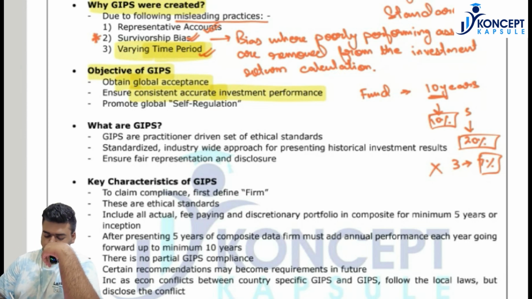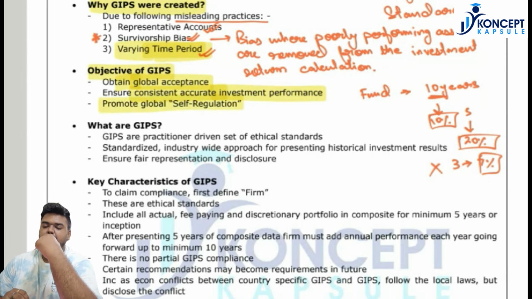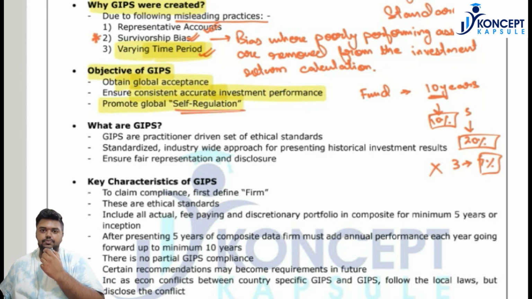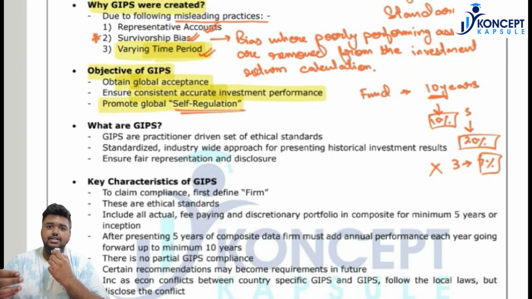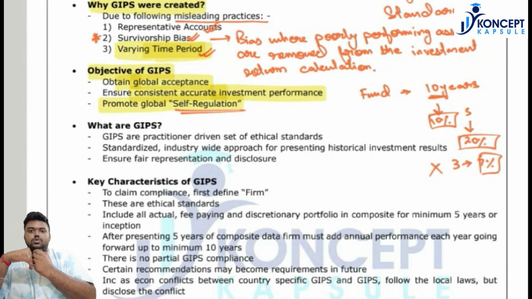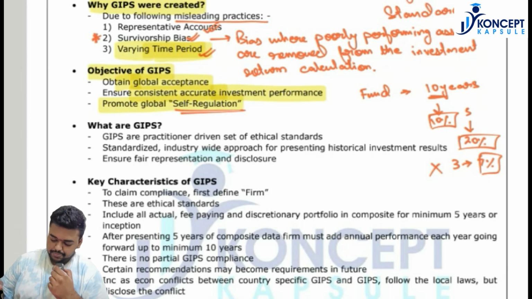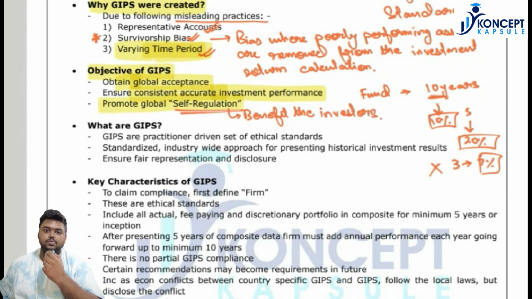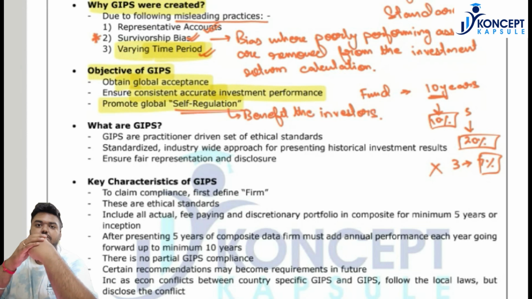The third is promote global self regulation. Yes, the measures which GIPS provide encourages the funds to self regulate themselves. What will be the benefit? It will eventually benefit the investors. Yes, it will eventually benefit the investors.